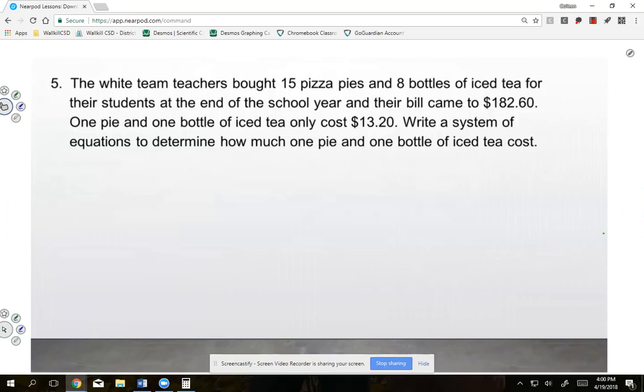This time, the white team teachers bought 15 pizza pies and 8 bottles of iced tea for the students at the end of the school year, and their bill came to $182.60. So from that, we can set up our first equation. 15 pizzas plus 8 bottles of iced tea came to $182.60. Then the next one, 1 pie and 1 bottle of iced tea only cost $13.20.